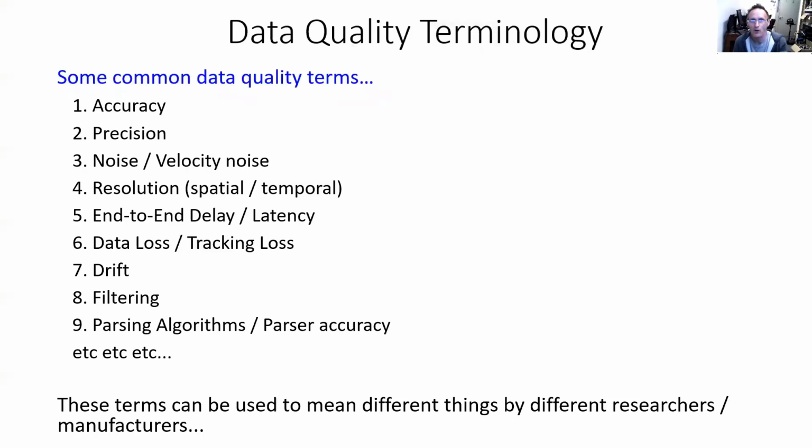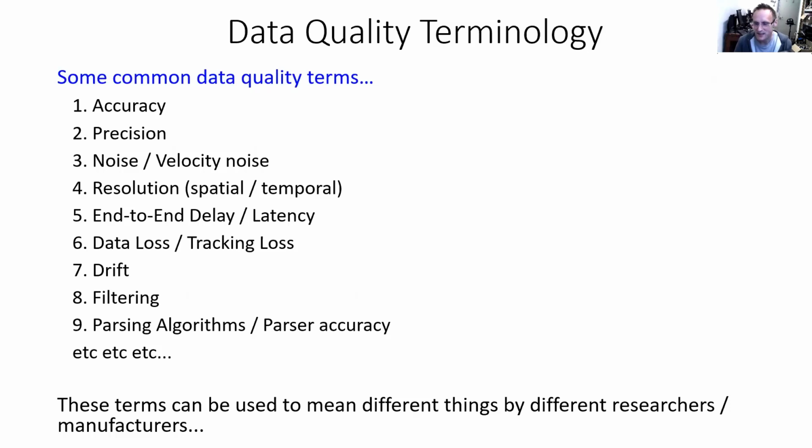If you're thinking about eye tracking data quality or discussing it or reading papers on it, you're going to come across a whole host of complex or confusing, at least, terminology, some of which I've already been splashing around. Terms like accuracy and precision. People also talk about noise, or maybe velocity noise. It's related to precision, but sometimes is used in a different sense. People talk about resolution, which is also related to precision, but is also sometimes used in a slightly different sense of the smallest detectable difference. But it could be spatial resolution, it could be temporal resolution.